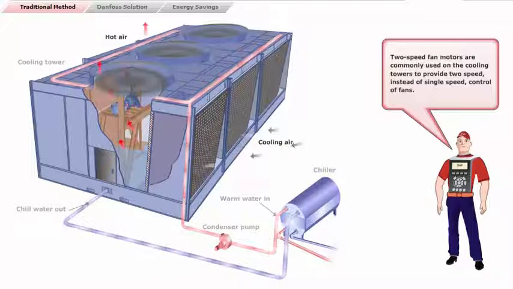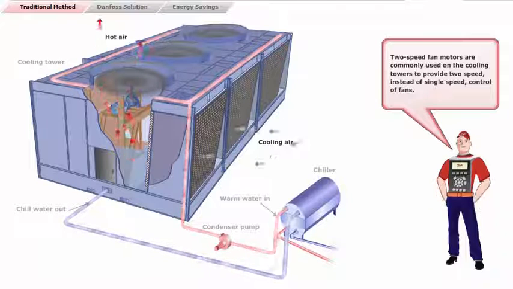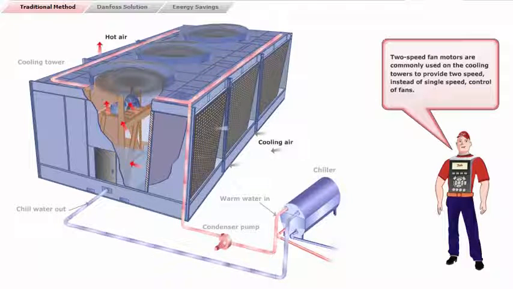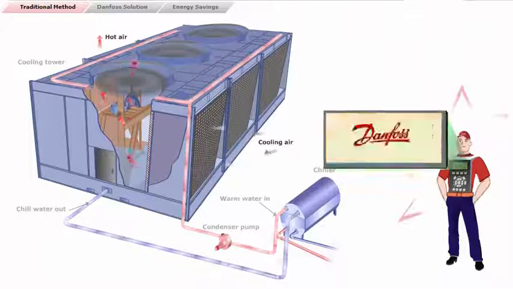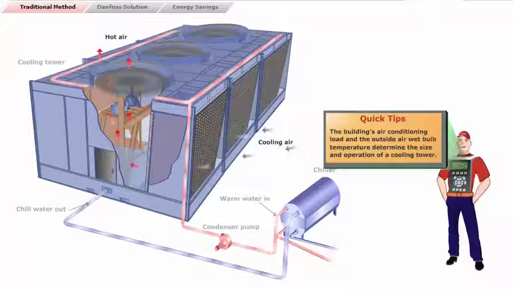Two-speed fan motors are commonly used on cooling towers to provide two-speed, instead of single-speed, control of fans. Even though they are costly, they have the advantage of providing reduced energy consumption and reduced cooling tower load. The building's air conditioning load and the outside air wet bulb temperature determine the size and operation of a cooling tower.